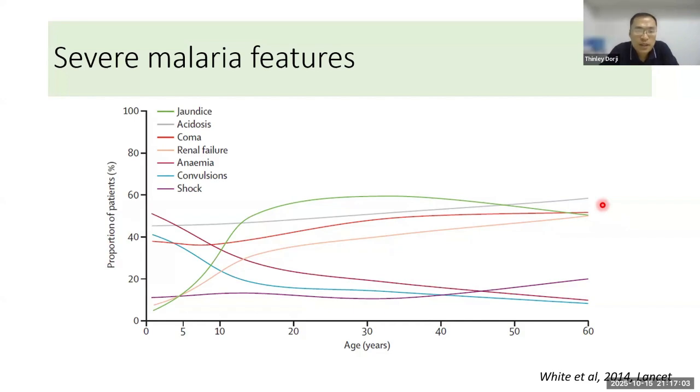This slide summarizes which are the common features of severe malaria that occur according to the age category. For adults, the common features include jaundice, acidosis, and coma. Here on this side, for children, usually it is more about shock, convulsions, and anemia.